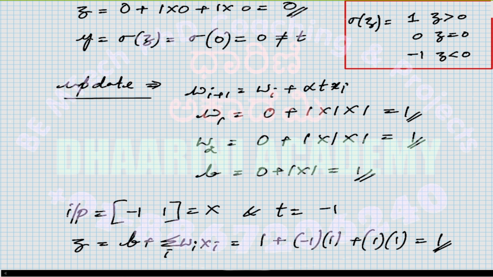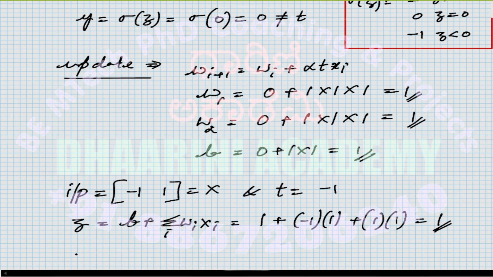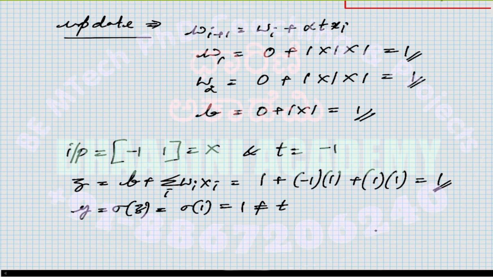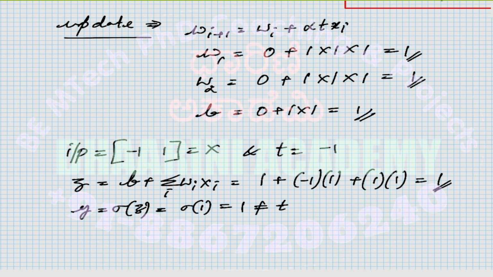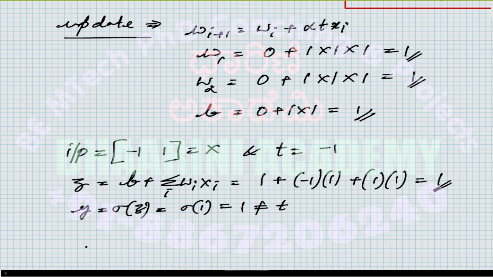Right. Now I use this. So the y is equal to sigma of z, that is sigma of 1. So sigma of 1 in this case, is it 1? Yes. Right. So whenever this is 1, my target is -1. So this is not equal to target. Correct. So see, the target is -1. And right now I'm not getting that. So it means I need to update. I have to show the update now.